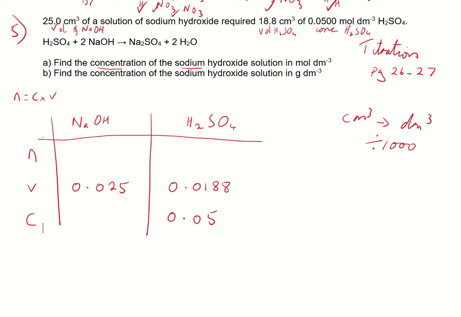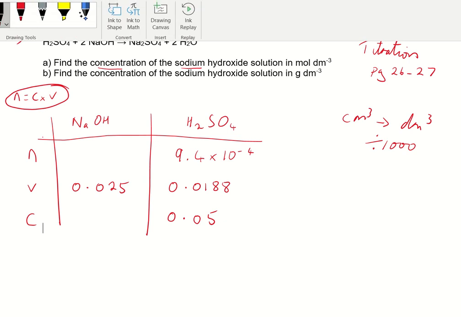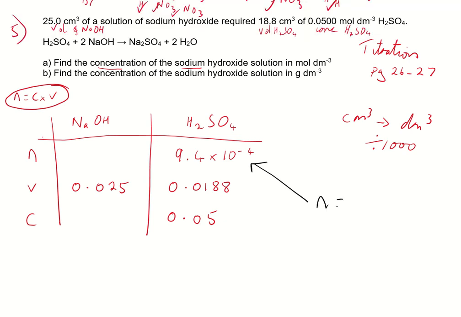Now, if I know the volume and the concentration of the sulfuric acid, using this equation, I can work out its number of moles. So if I just get my calculator here to do this, 0.05 times 0.0188, and that comes out as 9.4 times 10 to the minus 4. If I just annotate that, n equals c times v, 0.05 times 0.0188.